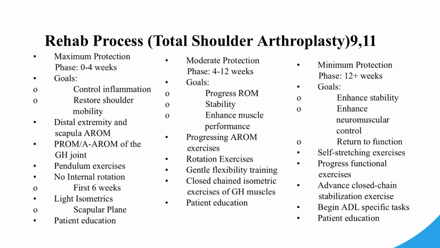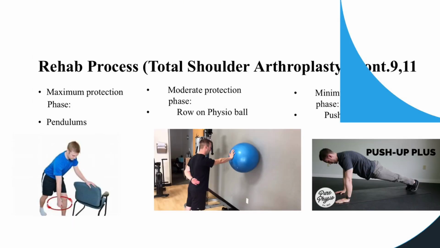On our next slide, we do have a couple of pictures of some specific exercises you could do as well. These were just some of the different exercises that we found from some of our sources. In the maximum phase, Trey mentioned you can do pendulums. One of the other sources other than our textbooks, a protocol for total shoulder arthroplasty, said that you can do rolling on a wall. So you might use those exercise balls and just do the hand back and forth, like so. And then for the minimum phase, one of the ones that we found was the push-up plus.